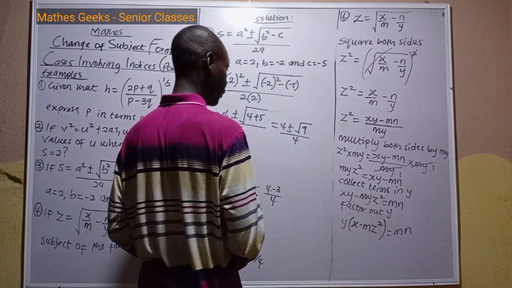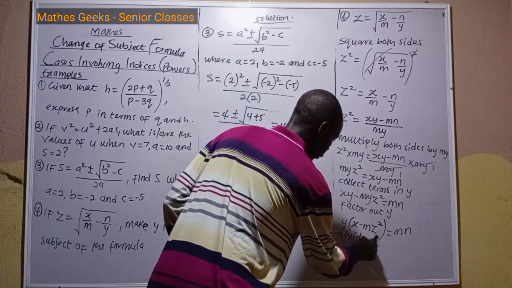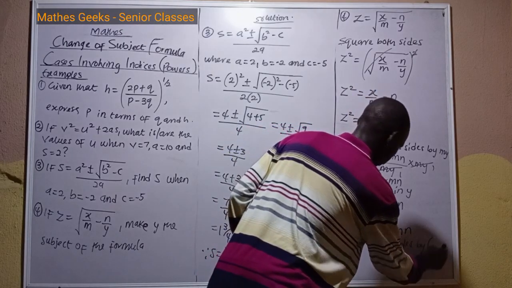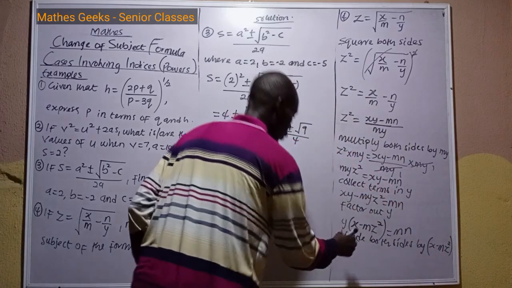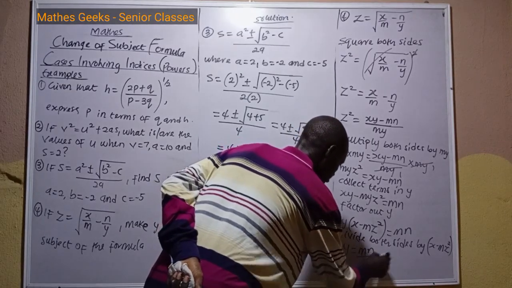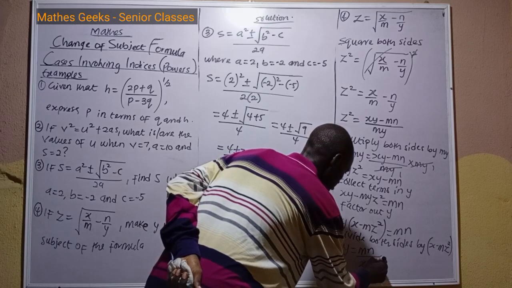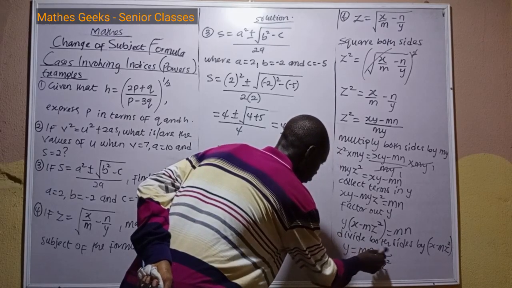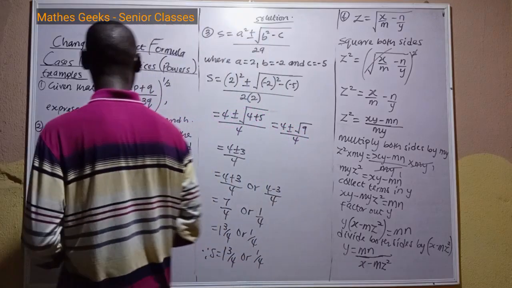So the next thing is to divide both sides by x minus n z squared. We'll do that. y will be equal to n over x minus n z squared. So y is now the subject of the relation.